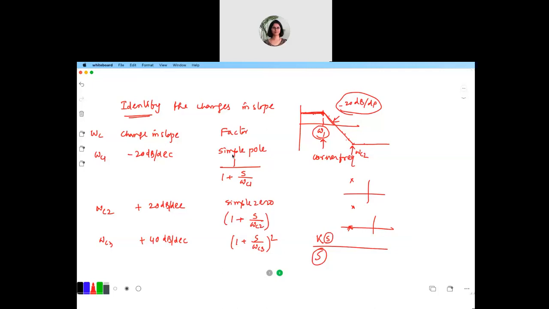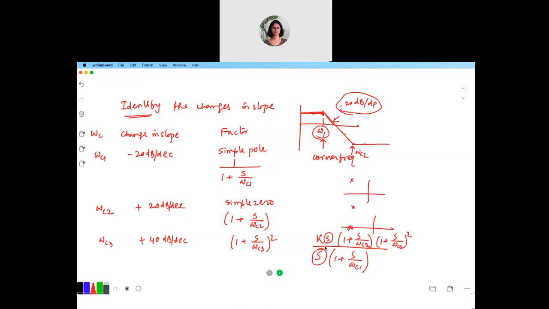So what are these factors? This is a simple pole, 1 divided by this. So I will write 1 plus s by omega c1 in the denominator. Here this is multiplied by 1 plus s by omega c2. Here this is also a double 0. So I will write it in the numerator as 1 plus s divided by omega c3, whole square. So like that, this will be the transfer function.